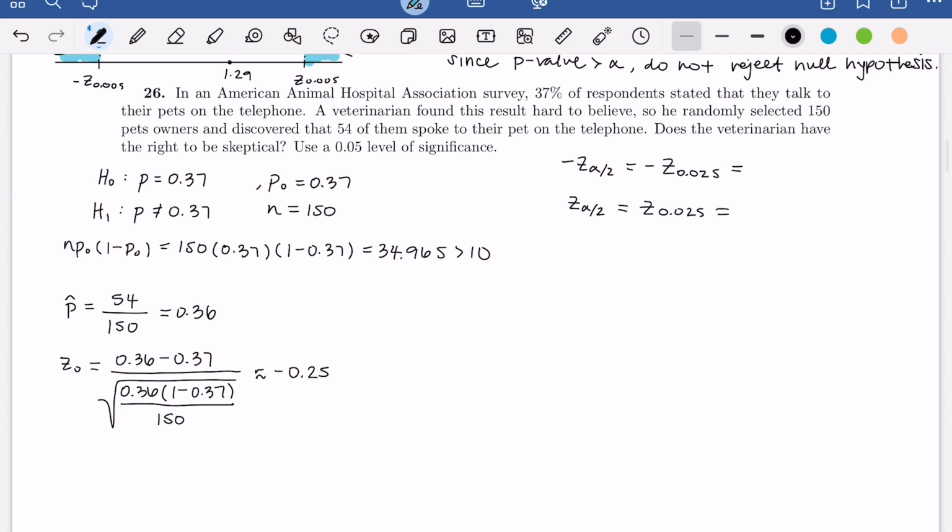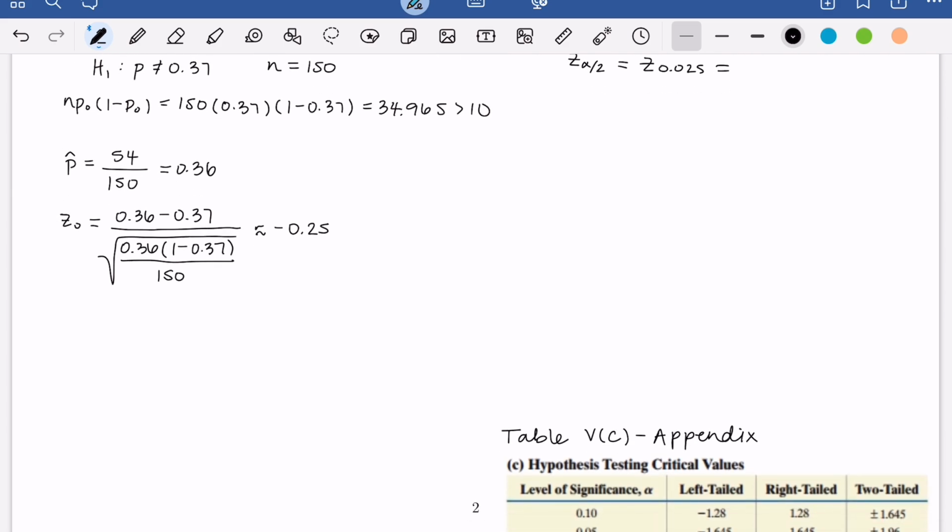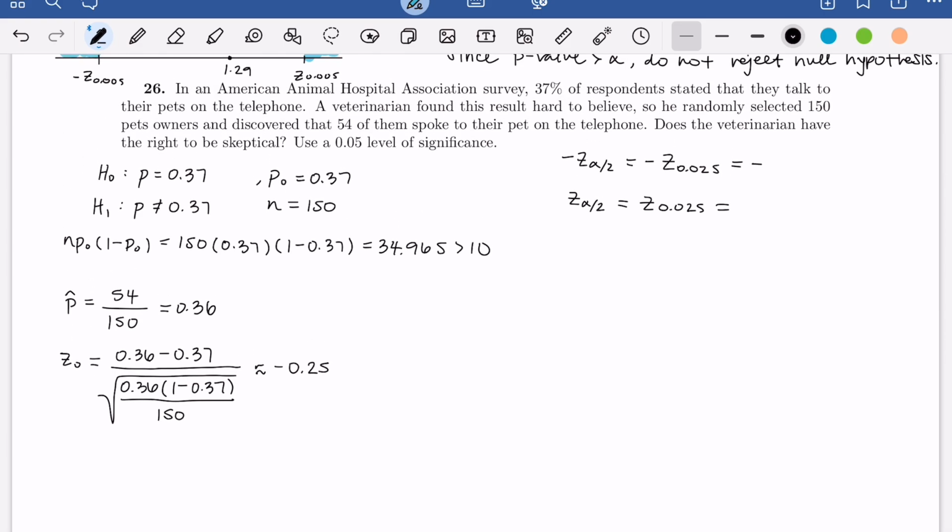Now going back to this table here, that's going to give us plus or minus 1.96. So we're going to have negative 1.96 and positive 1.96. Now notice our test statistic, this negative 0.25, lies in between these two values. So this automatically tells us that we're not going to reject the null hypothesis. So since our test statistic lies between these two values, we're not going to reject the null hypothesis.